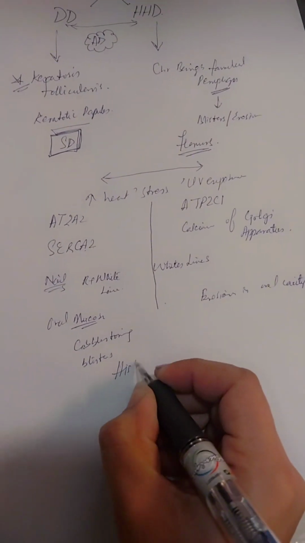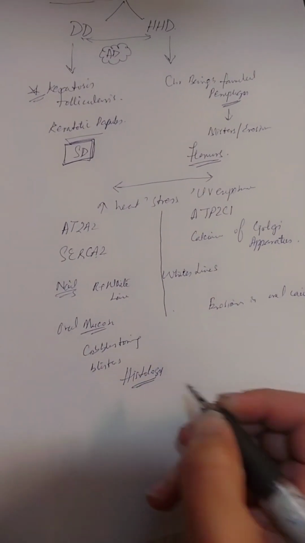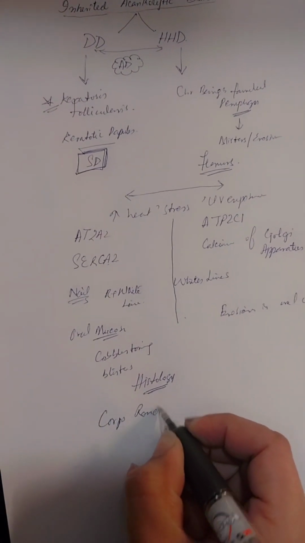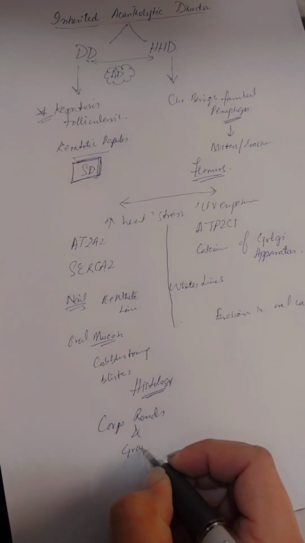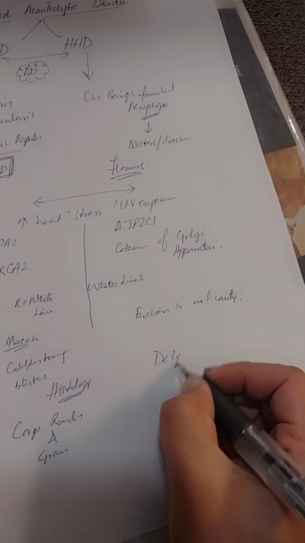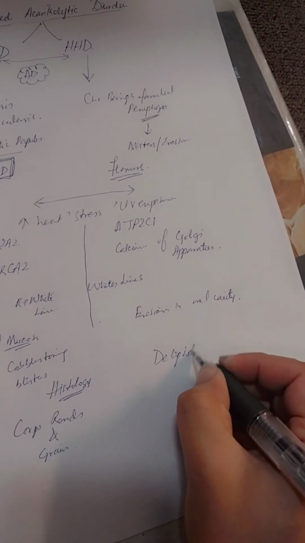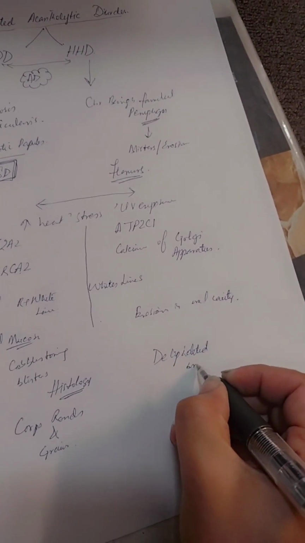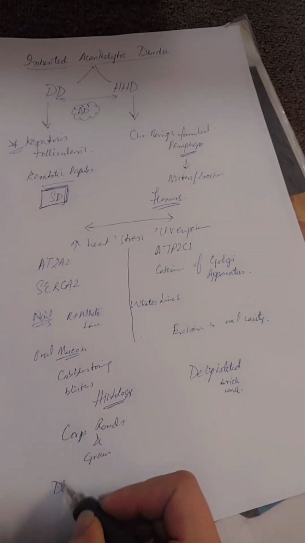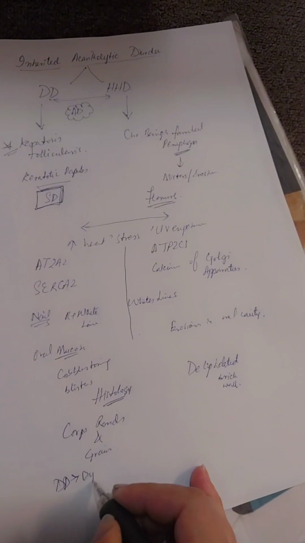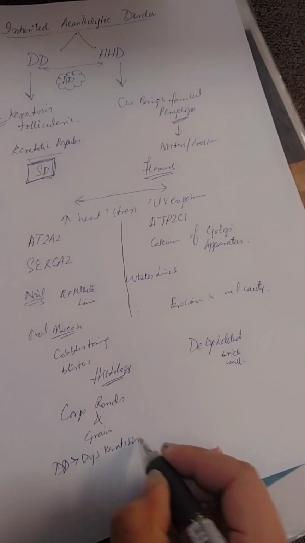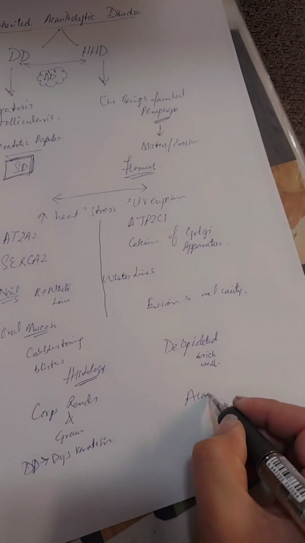On histology, there are specific features for both conditions. In the case of Darier disease, you will find corps ronds and grains. And in the case of Hailey-Hailey disease, you will find dilapidated brick wall appearance. You can remember D for Darier, so D for dyskeratosis. So dyskeratosis will be more marked in Darier disease. And in the case of Hailey-Hailey, acantholysis will be more marked.